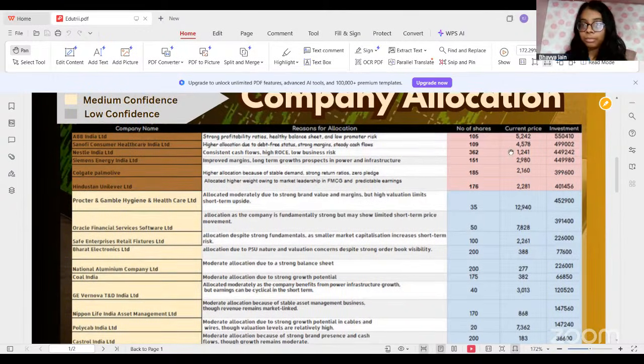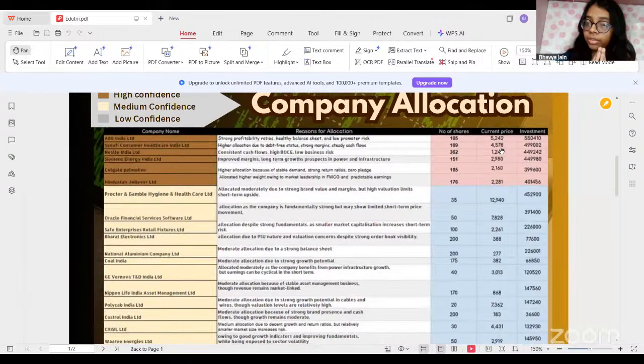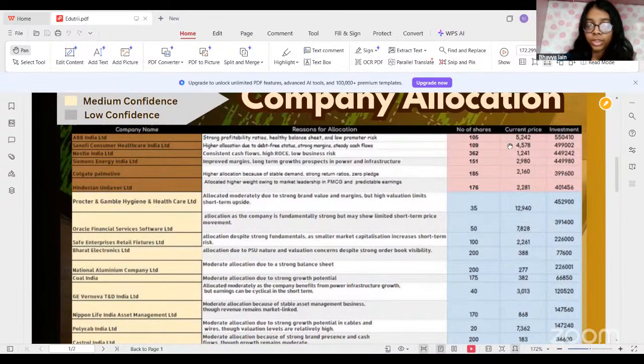Now, followed by the actual amount of investment in these companies, we have noted down, as of 15th December 2025, the current price of all these 20 companies, and then we have allocated the number of shares we need to buy for each company, along with the exact investment amount, as you can see here.